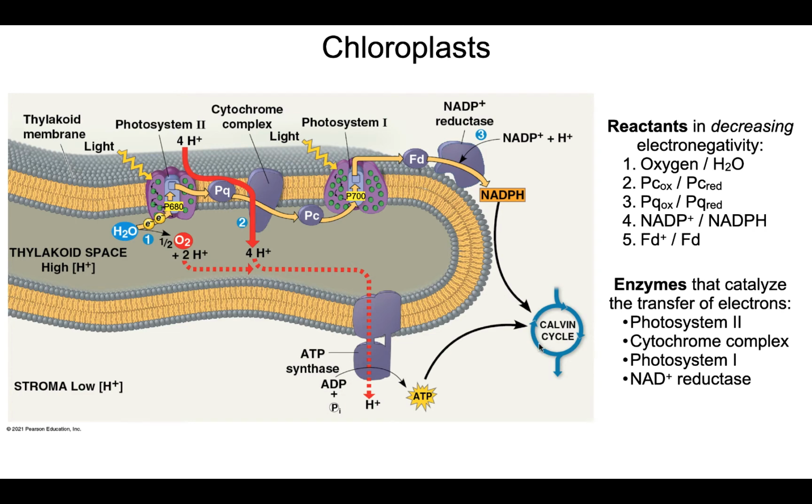Now, in addition, in chloroplasts, you also get the production, again in the stroma, of an important electron carrier called NADPH.